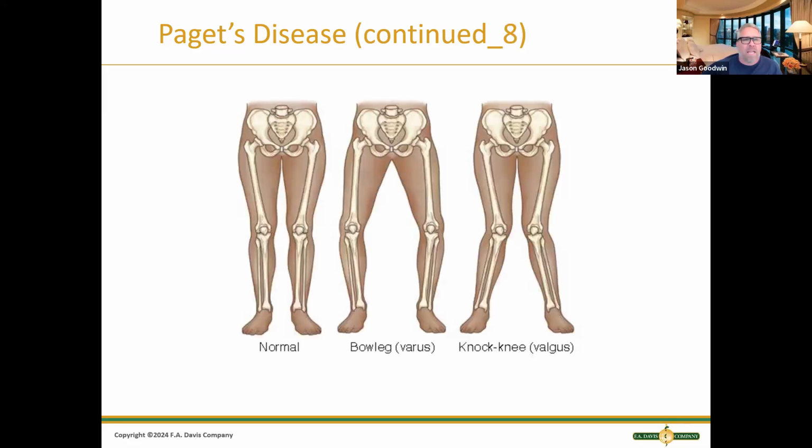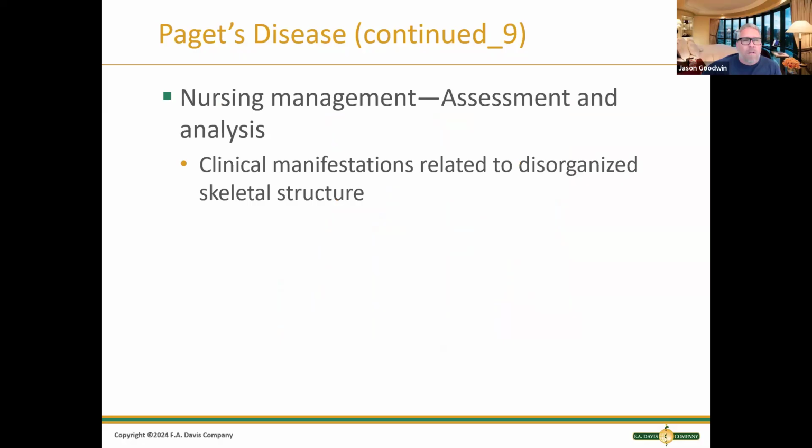So bow leg, normal, and knock knee. These are people that you would see in certain circumstances, and that's an indication of those things. So assessing this is going to be around the manifestations related to a disorganized skeletal structure. So you're going to either see it or test for it.